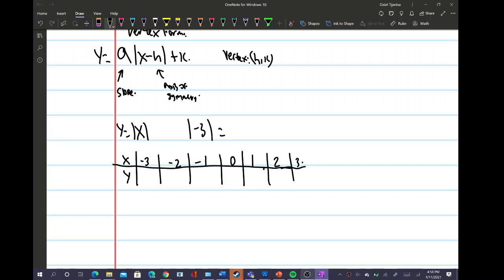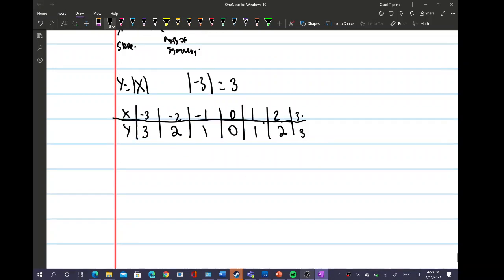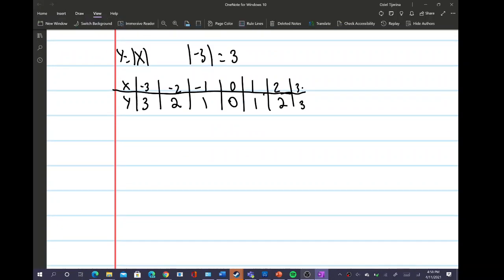So basically we have the absolute value of -3, of course, and we can't have a negative, so it's just going to be 3. And the same for -2: the absolute value of -2 is 2. Then the absolute value of -1 is the opposite, so it's +1, and then 0 is just 0, and then 1 is 1, 2 is 2, 3 is 3, right?